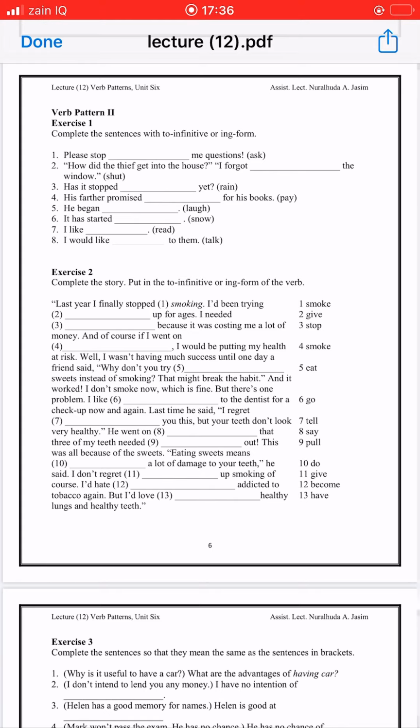He began to laugh. It has started snowing. I like to read or I like reading. The last sentence, I would like to talk to them.